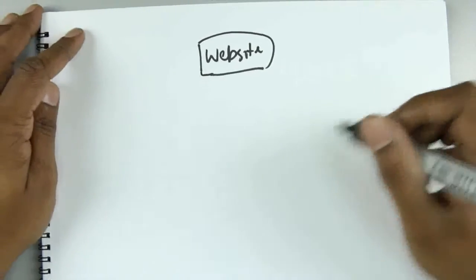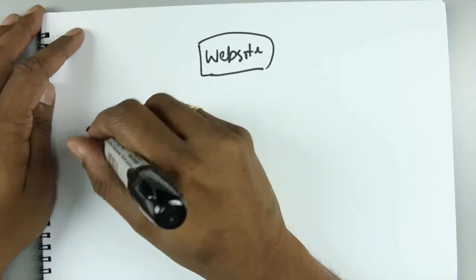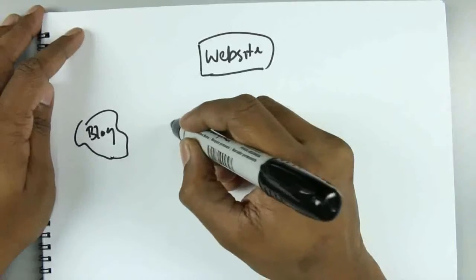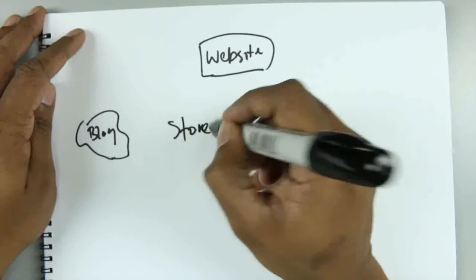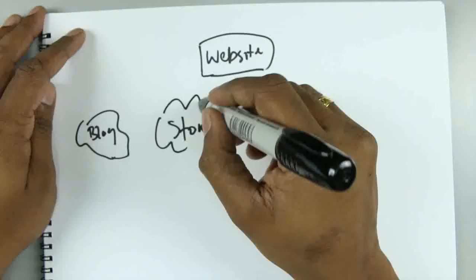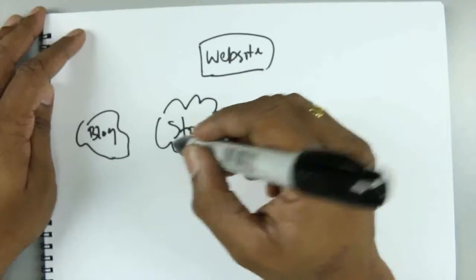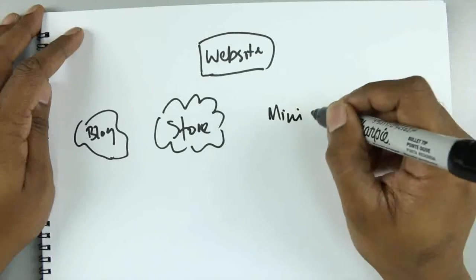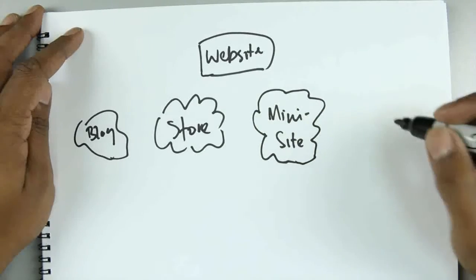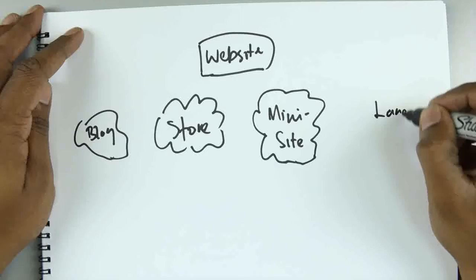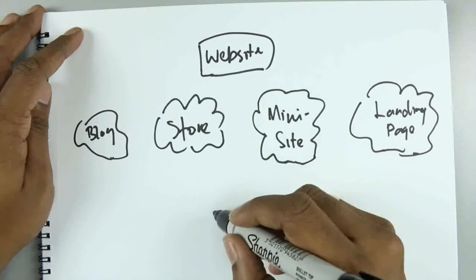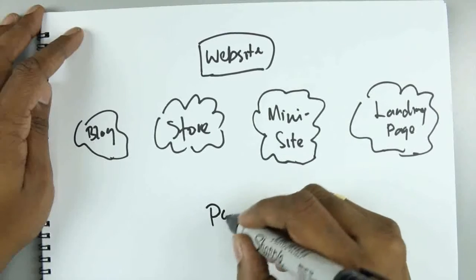So you can have a website that is an actual blog. Or you can have an e-commerce store, a shopping cart, where you can put your products up for sale. Or you can have a mini site. Or you can have a landing page. Or you can have your regular corporate site, a portfolio site.